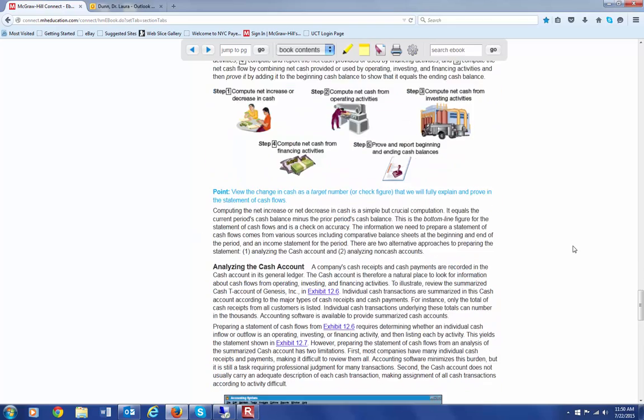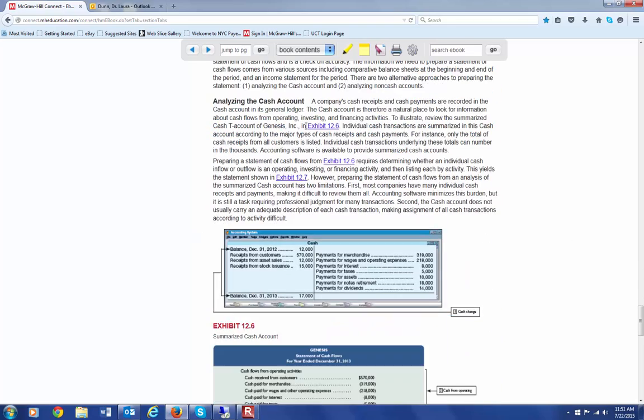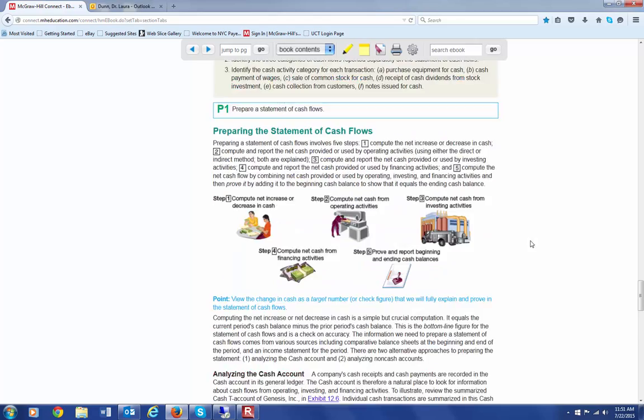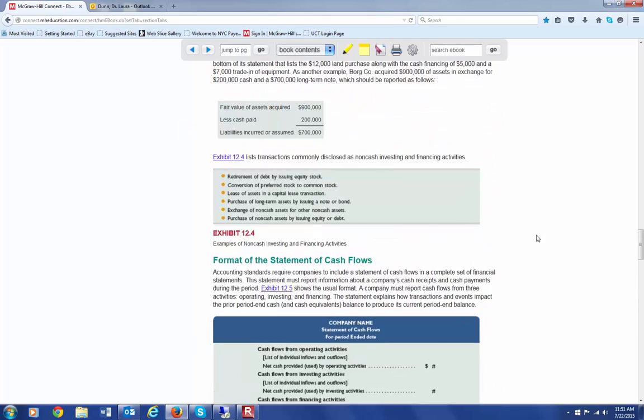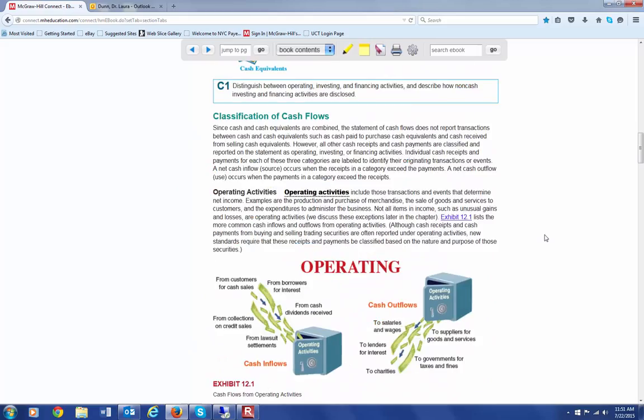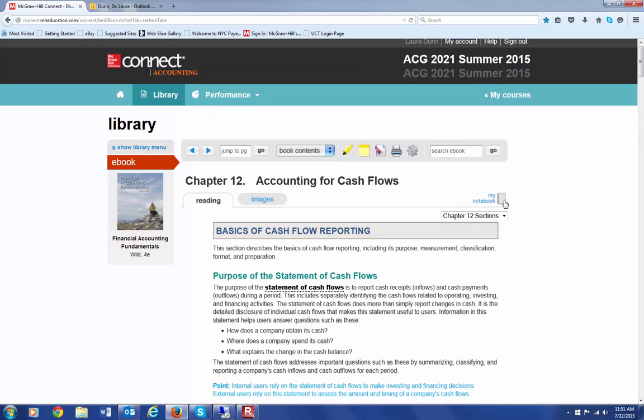So basically, even though the cash account is a very direct way to do this, it's usually simpler, because of a large number of transactions, to do the statement of cash flows from the non-cash accounts. And so the book is going to go on to explain how to do that. So let's go up to the next section.